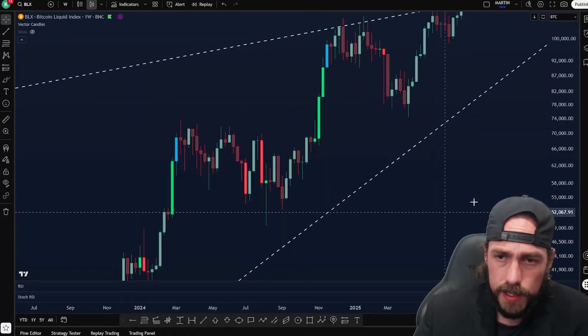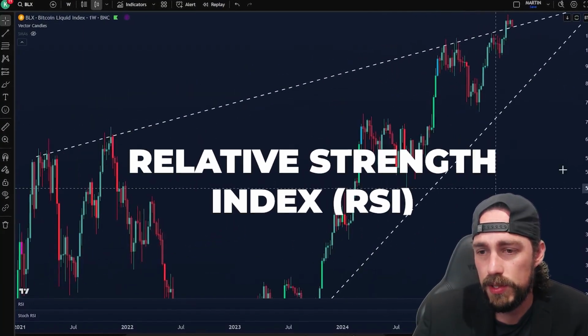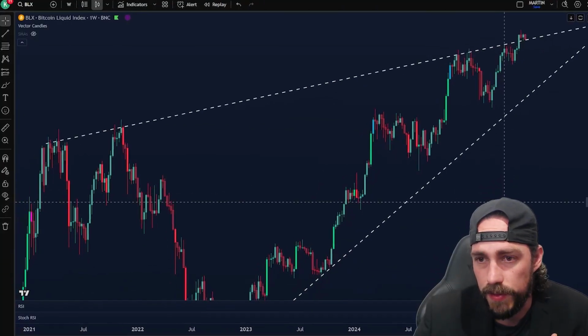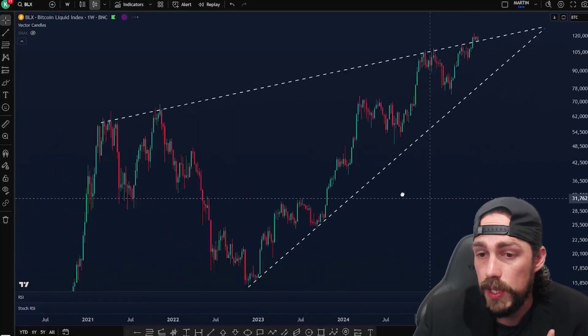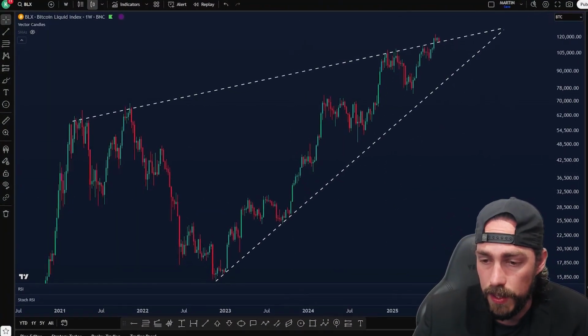Now, taking this a step further, I also want to just have a look at the Stochastics RSI and the RSI. Now, the RSI is the relative strength index. It measures the strength and oversold or overbought conditions for a specific asset. But we can also use the RSI to spot specific patterns. And that's what I want to do, having a look at the RSI now.